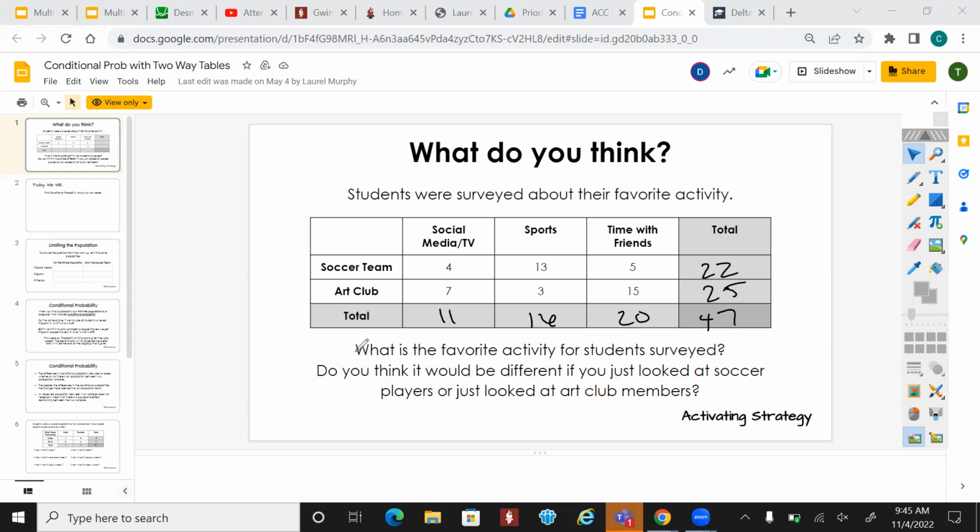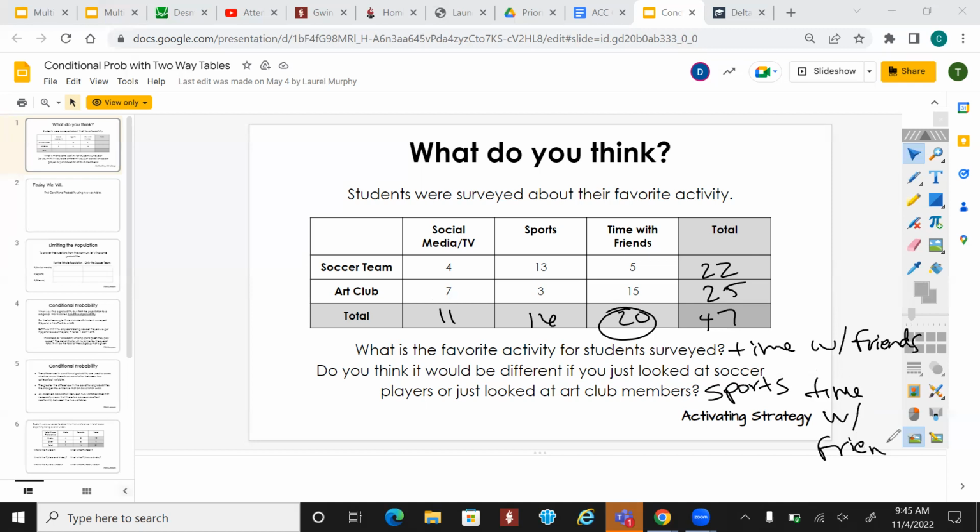Okay, so what is the favorite activity for students surveyed? What's the most favorite activity? Time with friends, because it has the most people, right? So that's 20. All right, do you think it would be different if you just looked at soccer? So if we just looked at the soccer team, who wins? Sports, right? Okay, sports would win. And then if we just looked at the art club, who would win?